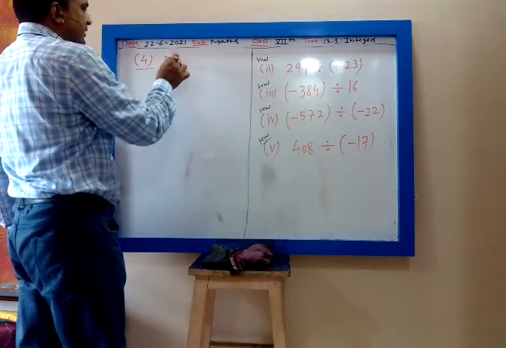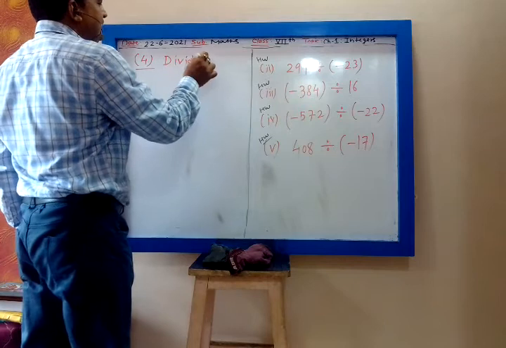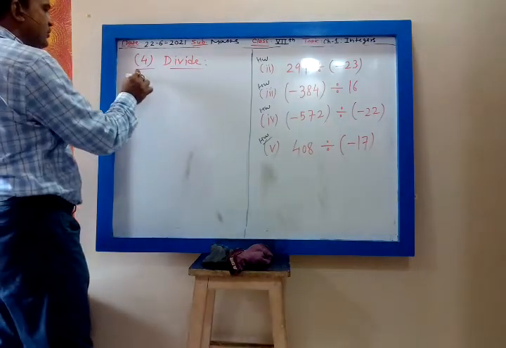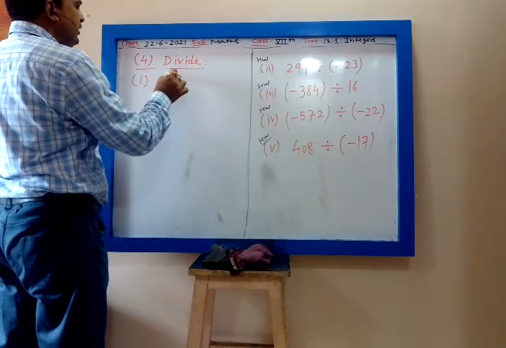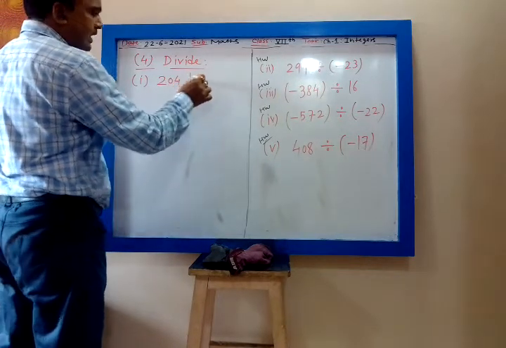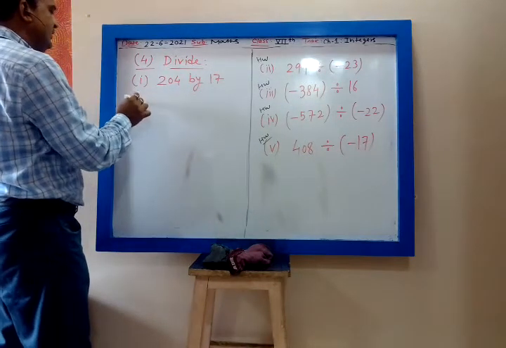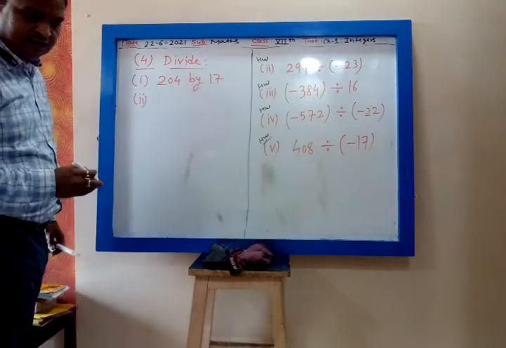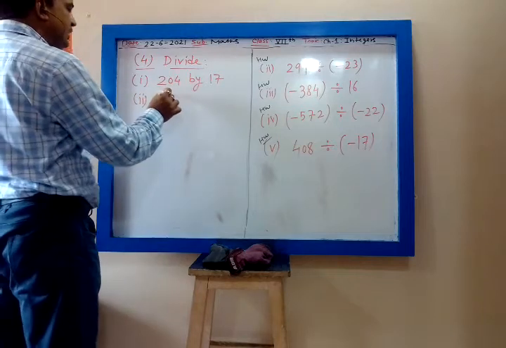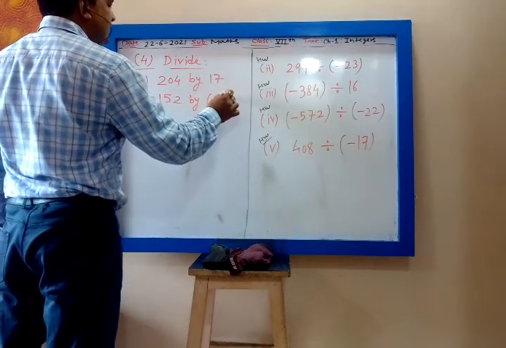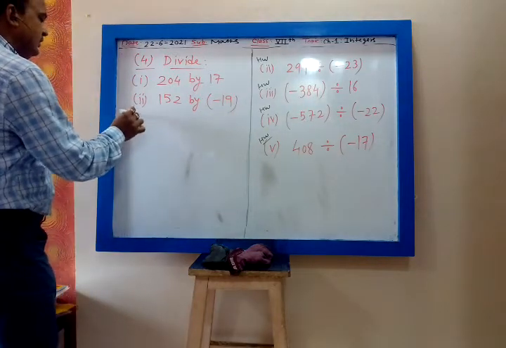Now fourth is divide, because we have to explain the concept. So divide. First is 204. Divide 204 by 17. This is easy. You can do it. Second, 152. Divide 152 by minus 19. This is also easy. You can do it. Now third one.